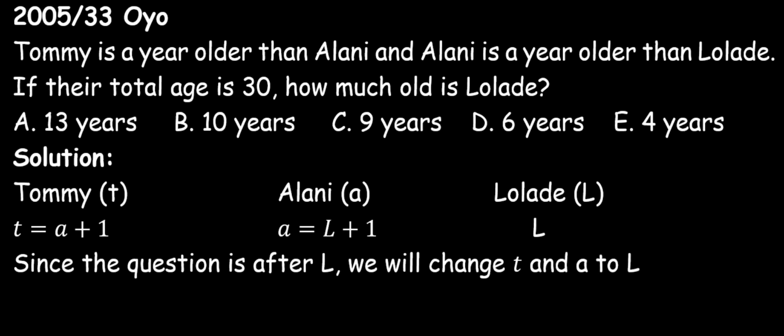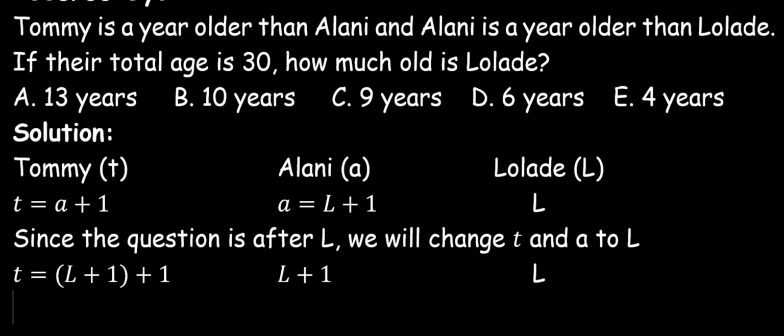T will be equal to L plus 1 plus 1. Then under Alani, we have L plus 1, and under Lolade, we have L. Our result will be T equals L plus 2, and we still have L plus 1 under Alani and L under Lolade.